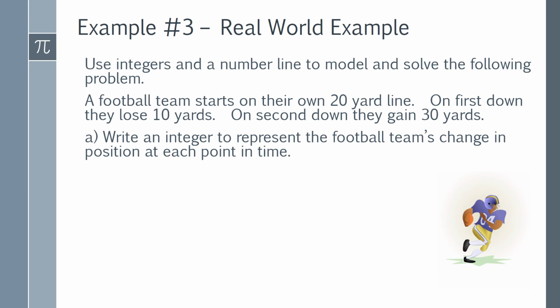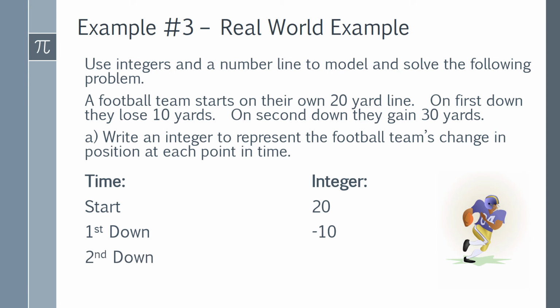For part A, we will need to write an integer to represent the football team's change in position at each point in time. We'll have time on the left and integer on the right. At the start, the football team is on the 20-yard line. After first down, the football team lost 10 yards, so our integer will be -10. On second down, the team gained 30 yards, so our integer should be 30 or +30.